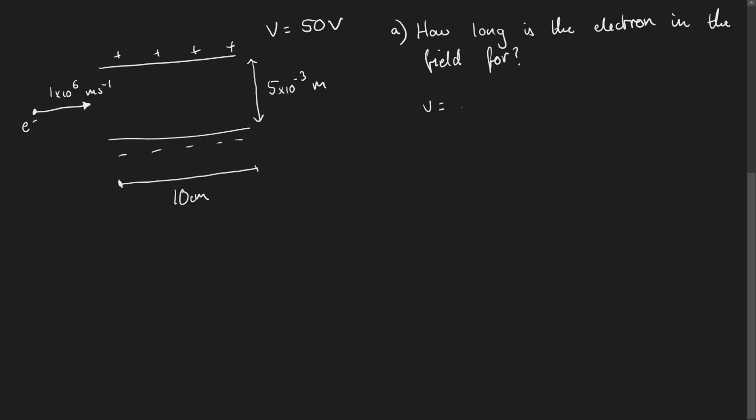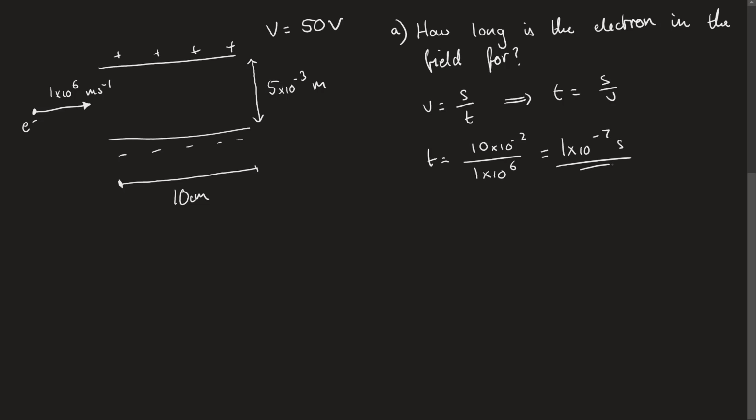We basically are just going to say velocity is the displacement over time. That leads to the time being the displacement over the velocity. So the time is therefore the displacement, which is 10 centimeters, or 10 times 10 to the minus 2 meters, divided by the velocity, 1 times 10 to the 6. And this gives us a time of 1 times 10 to the minus 7 seconds.